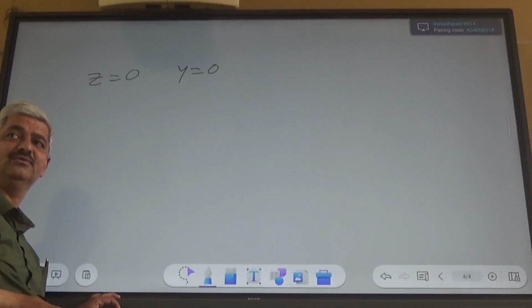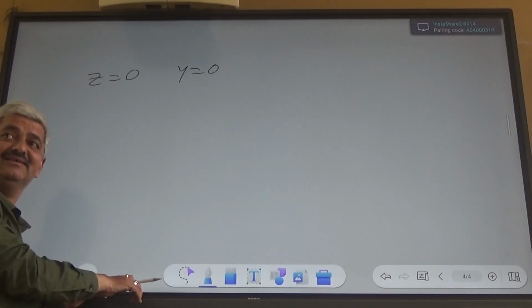Z equal to 0 and Y equal to 0. This became the X axis.